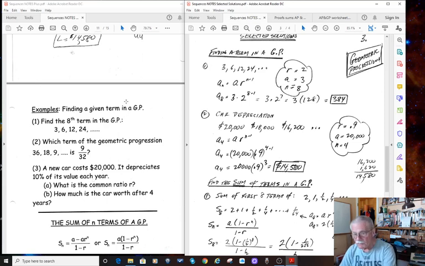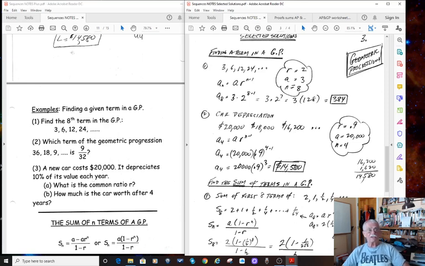And the first example that I'd like to look at is finding a given term in a geometric progression. Find the 8th term in the GP 3, 6, 12, 24. Well, two ways of doing this. One way of doing this is simply to take a look at it. To go from 3 to 6, I add 3. But then when I realize 6 plus 3 is not 12, I know it's not arithmetic, so I say, all right, what else could it be?